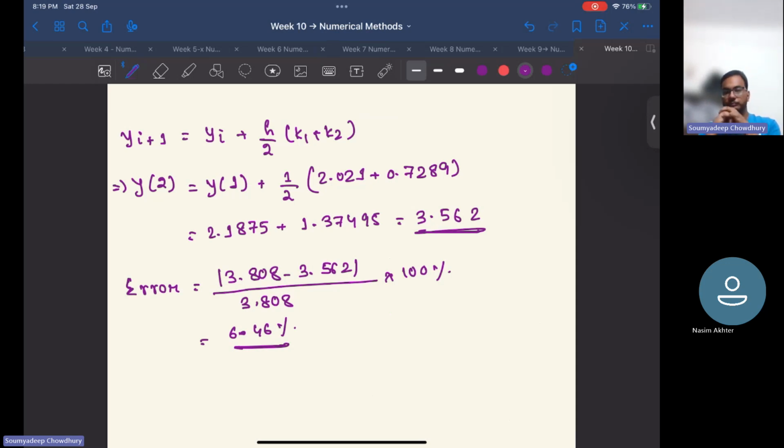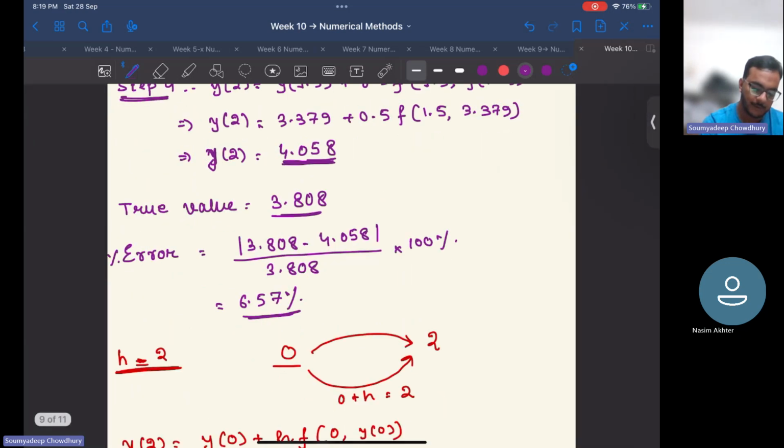So is this clear to you? Yeah. I wanted to ask whether it is called RK2 because we are using just two variables. Not two variables, as I explained just a second.